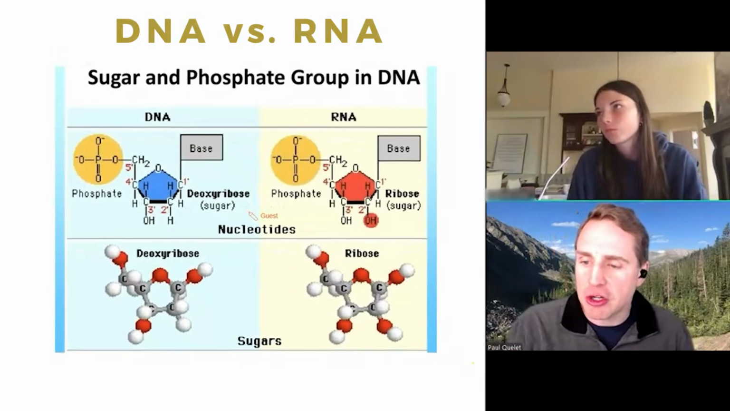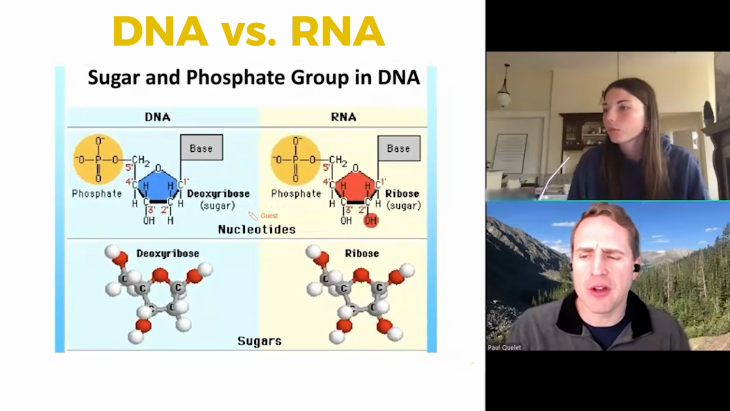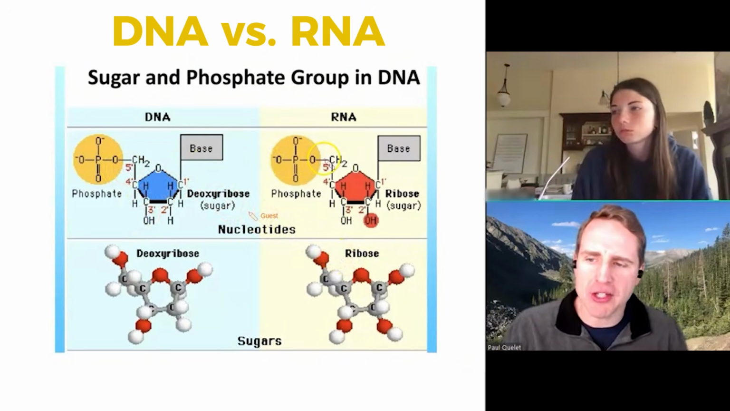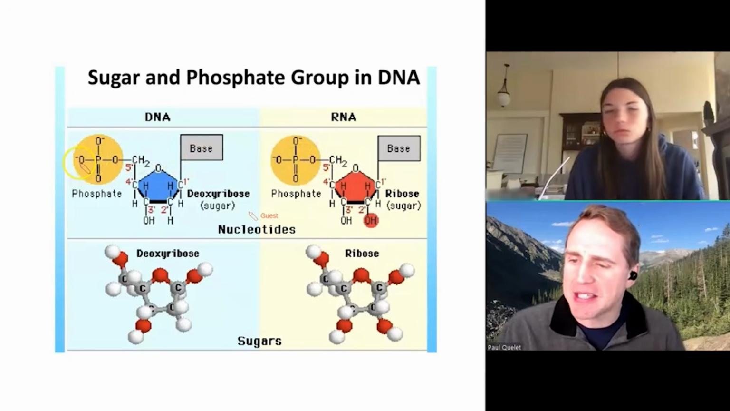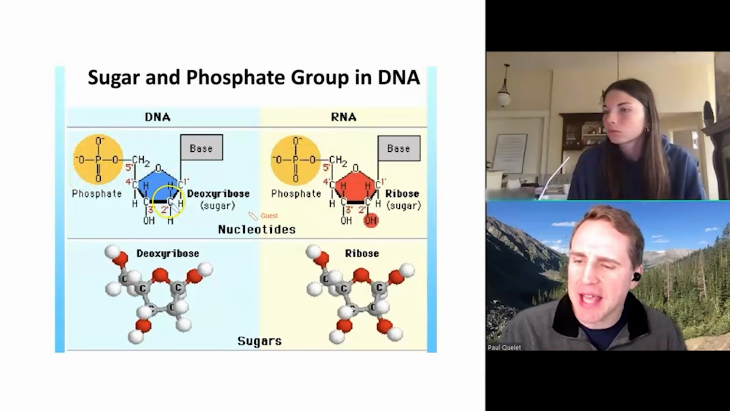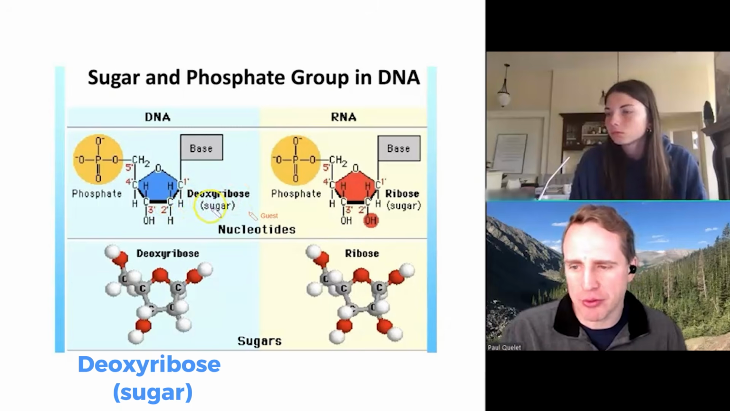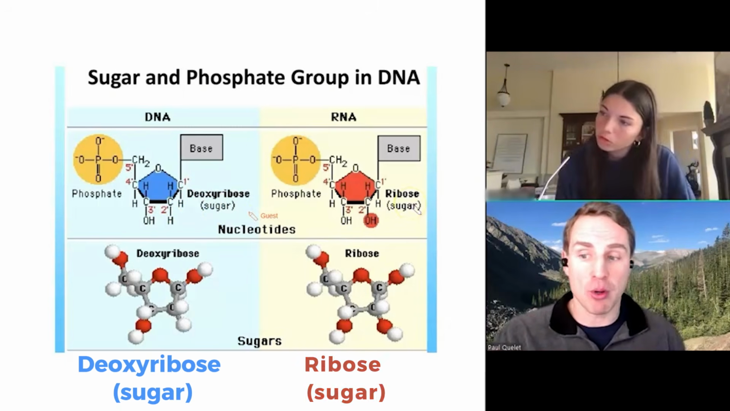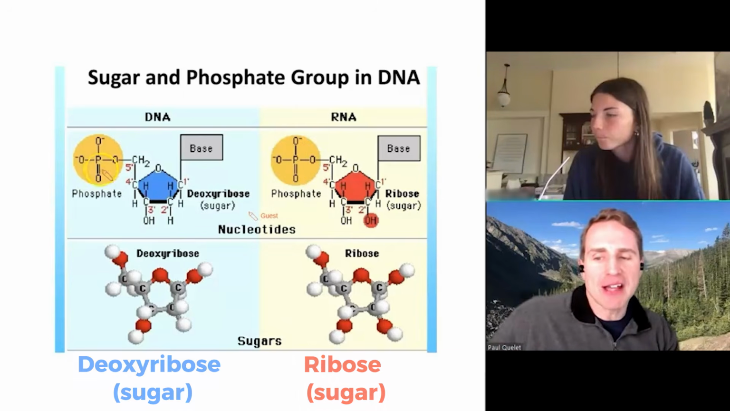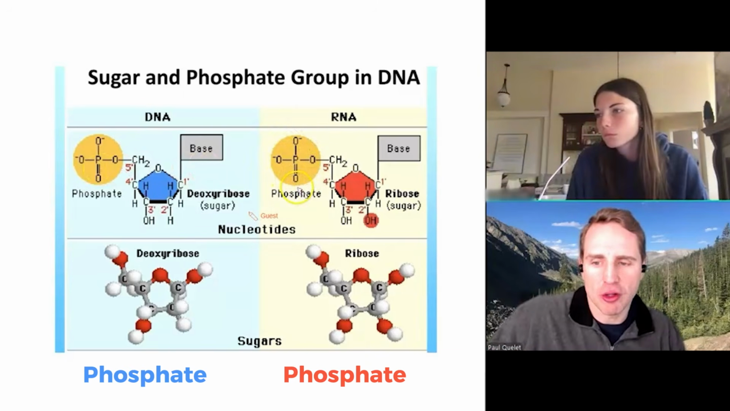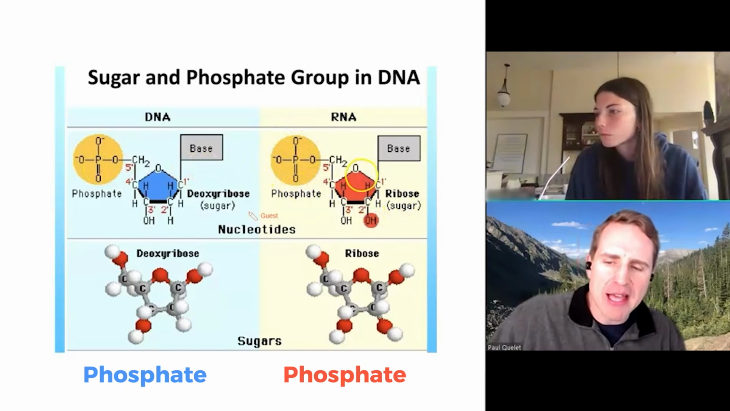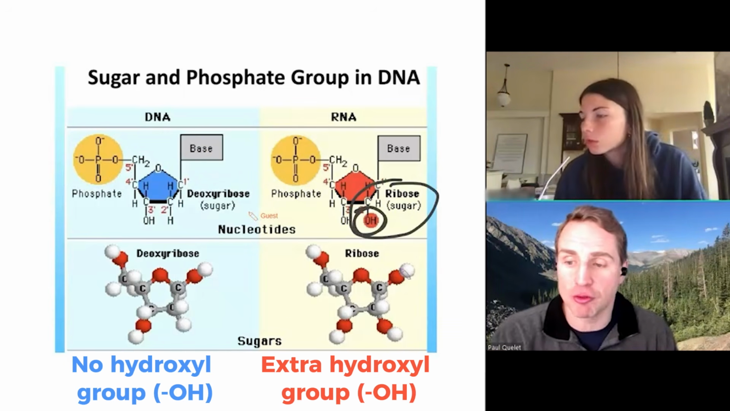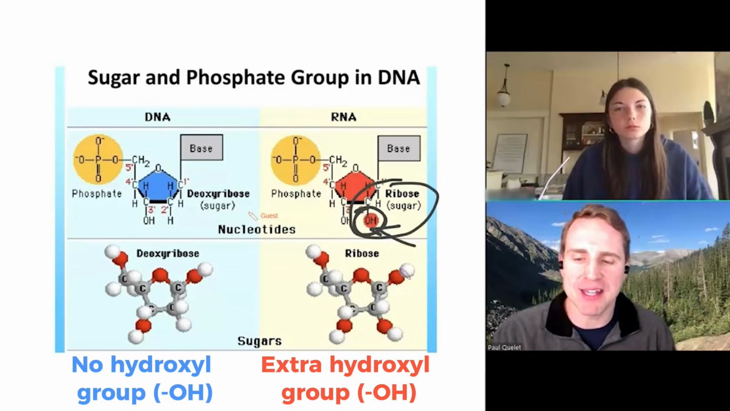Now let's get into a little bit of the difference between DNA and RNA. DNA is on the left, RNA is on the right. DNA has this phosphate and a deoxyribose sugar, whereas RNA has a ribose sugar. They both have a phosphorus, that yellow circle, but RNA has the ribose sugar. RNA has this extra hydroxyl group. So that's really what makes it different.